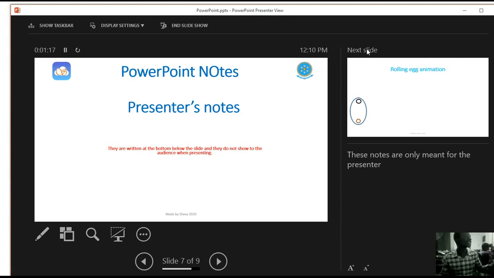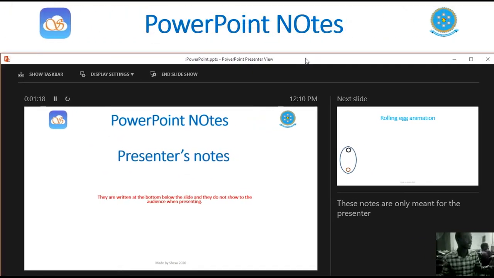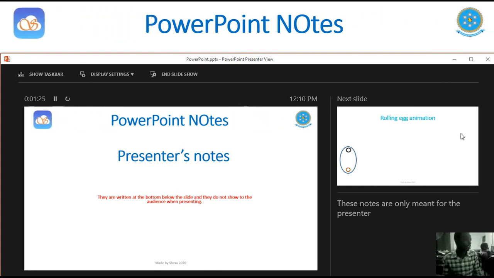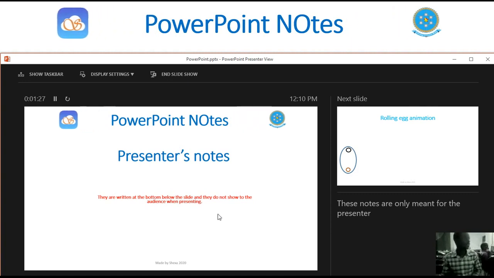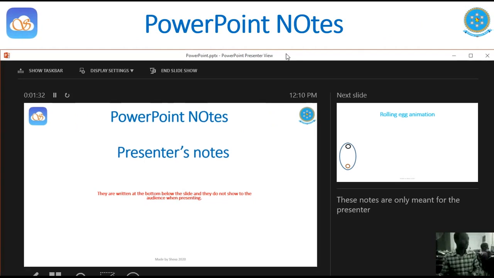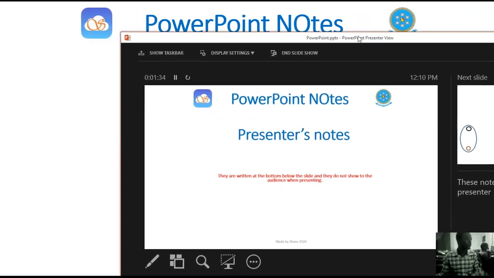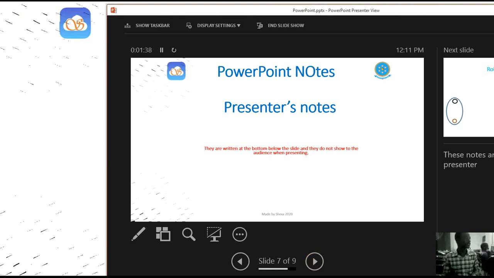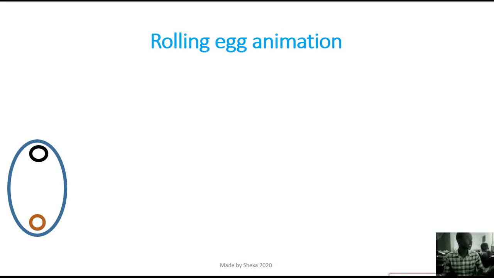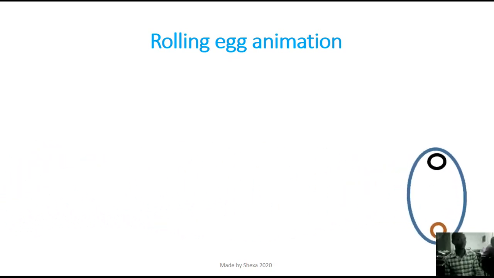I may tell you the next slide that is going to come, and I see it here, it says rolling egg animation. So I will say, right, we are done with this. Now let's talk about the rolling egg before it pops up. The moment I say that, I click next, and the rolling egg comes in. You see, the rolling egg is there. And on my computer, I can then click next to see the rolling egg. So that's presenter's notes for you.